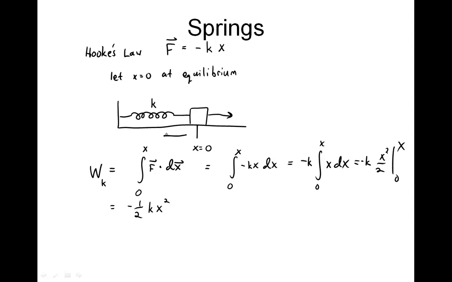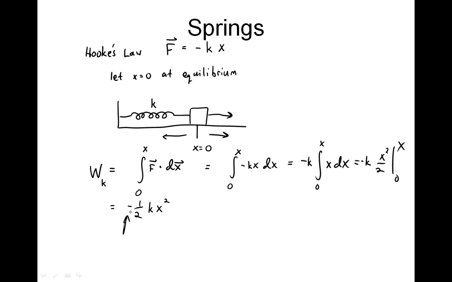If we went to the left, the displacement's to the left. The force of the spring now, because you're pushing against the spring, is to the right, so they're in the opposite direction. And so that's going to give you a negative work, but you get the same value, because when you put a negative x in here, it gets squared and it becomes positive.